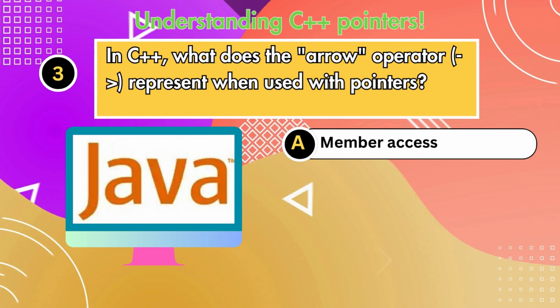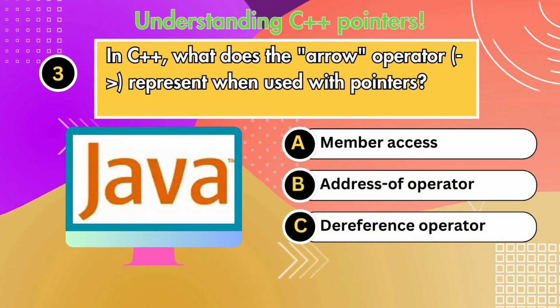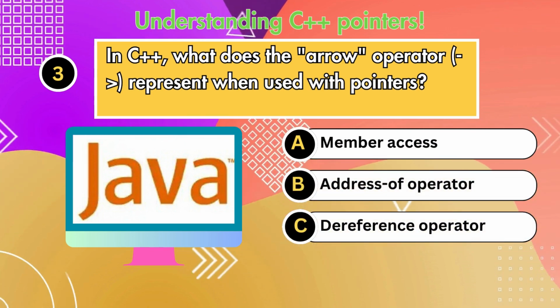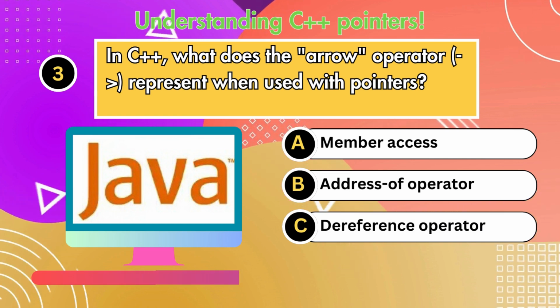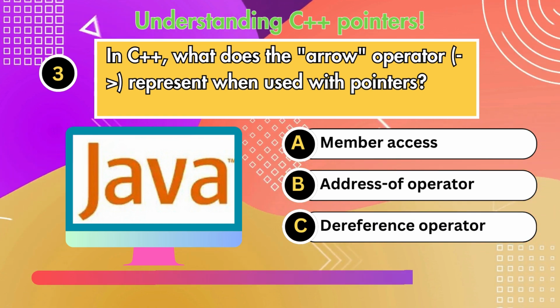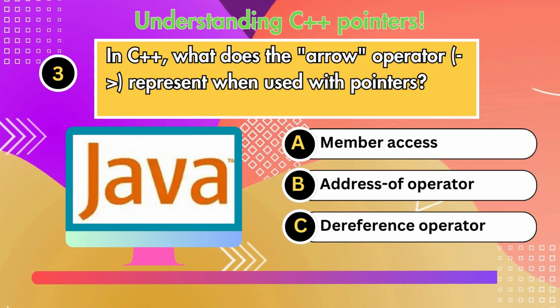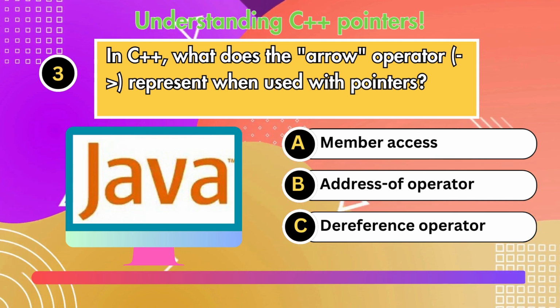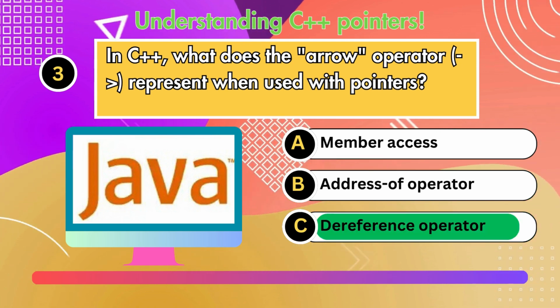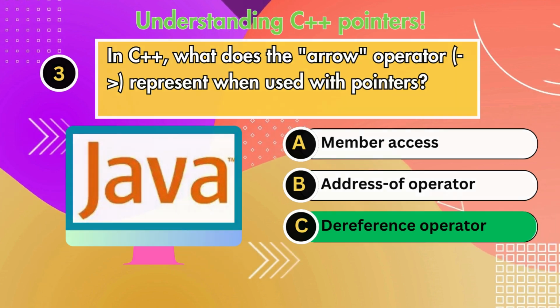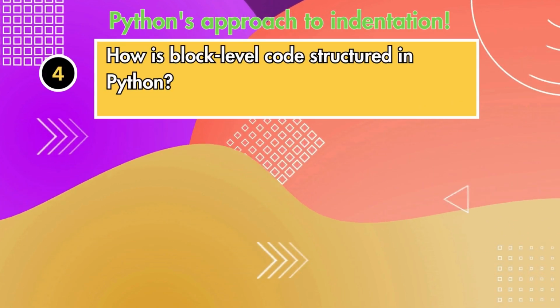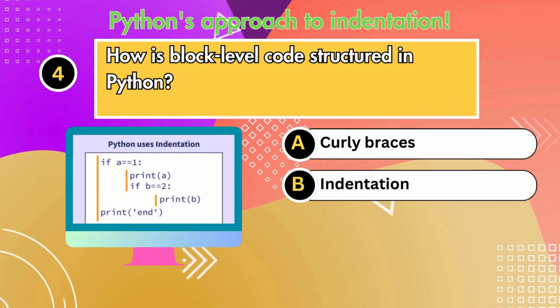In C++, what does the arrow operator, dash greater-than, represent when used with pointers? A. Member access. B. Address of operator. C. Dereference operator. Answer is dereference operator. How is block-level code structured in Python?